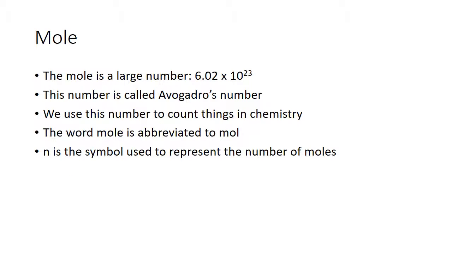So the mole. This is the crux of the topic. The mole is a very large number, 6 times 10 to the 23, and the number is called Avogadro's number. We use this number to count things in chemistry, because we deal with big numbers like the number of atoms. And because we are lazy, we drop the E, so mole can be abbreviated to mol. And lowercase n is the symbol used to represent the number of moles.